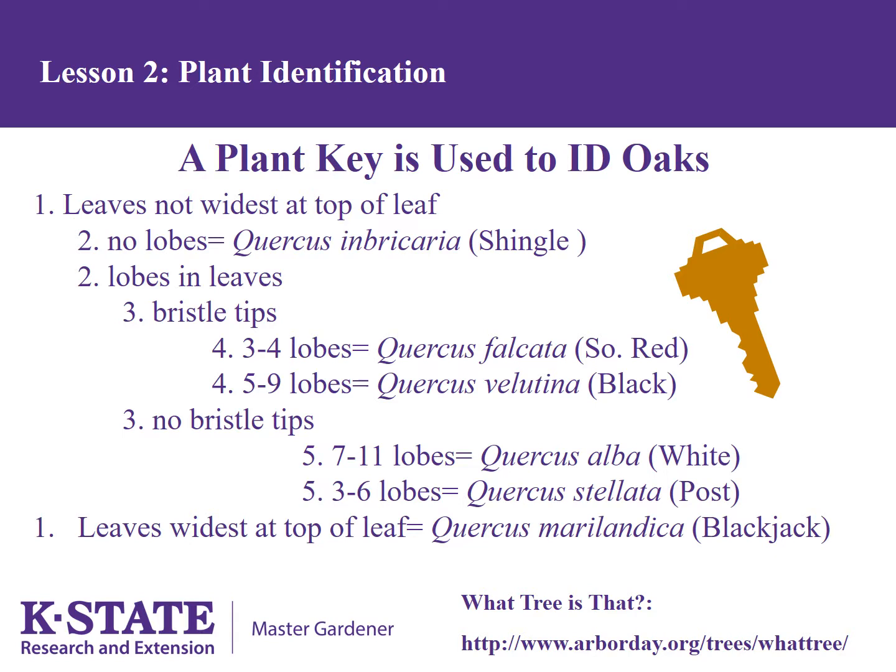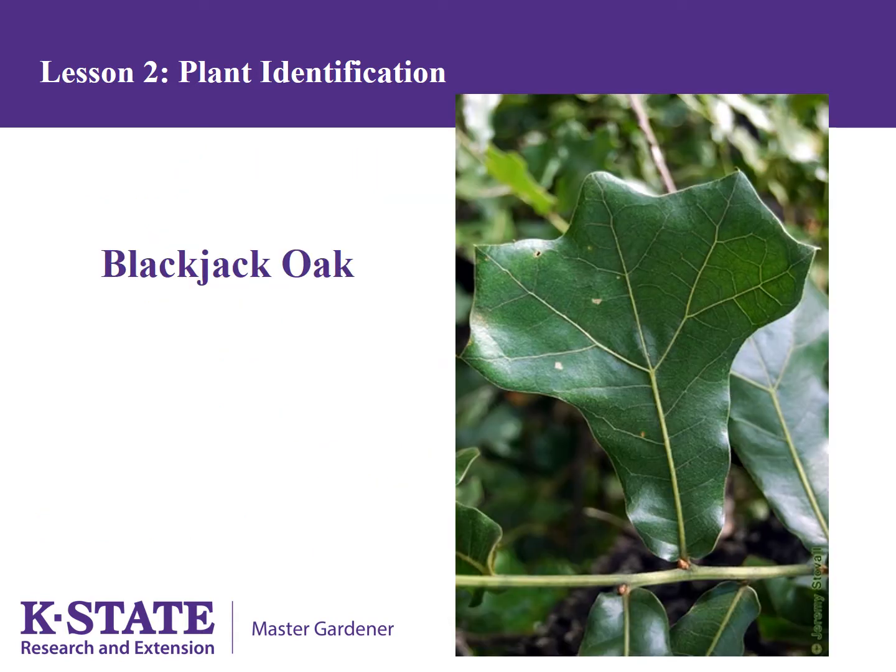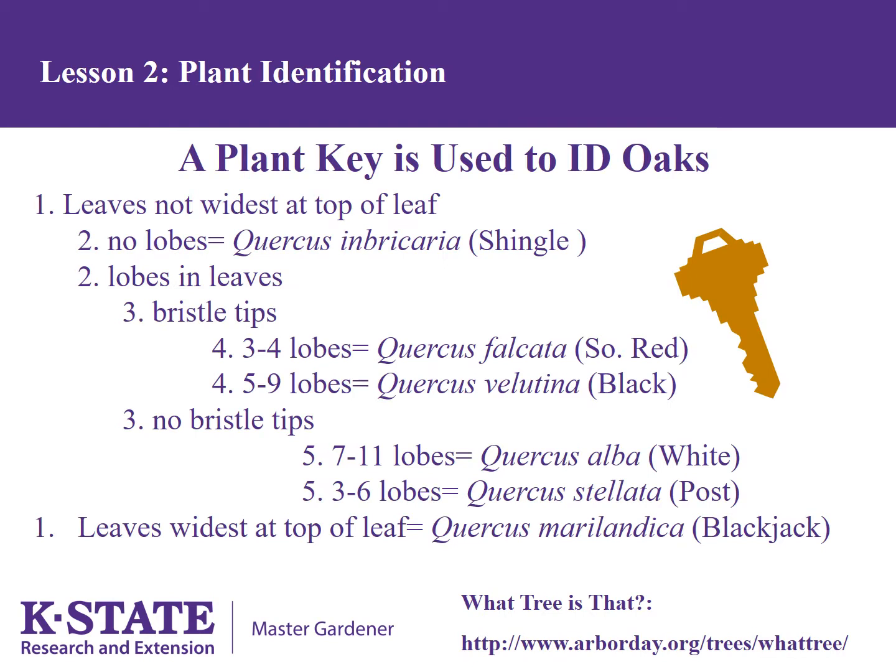You have two choices, both marked by a number 1. If the leaf is widest at the top, it is a blackjack oak. Note how the blackjack oak is widest at the top of the leaf, making it unique among all the oaks listed in this key. If the leaf isn't widest at the top, then move to number 2. If no lobes, then you have a shingle oak. There are actually other oaks that do not have lobes, but we are keeping this simple.